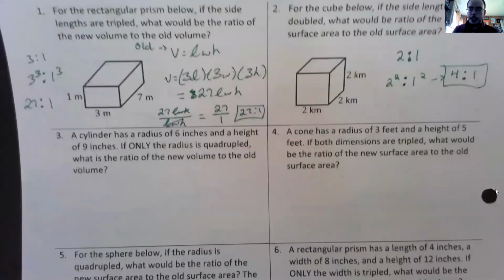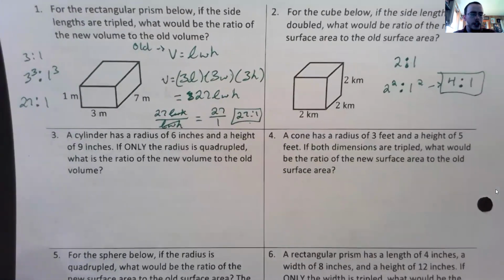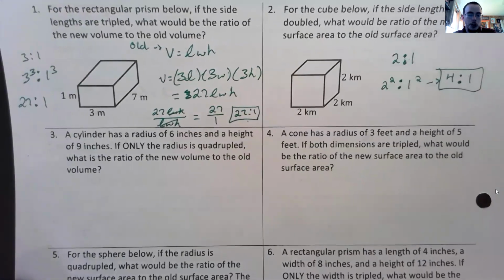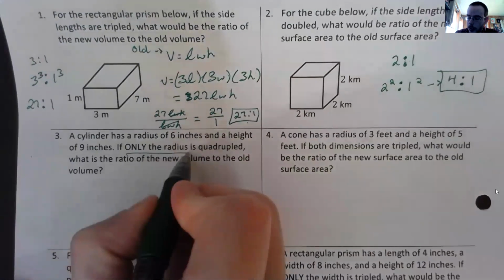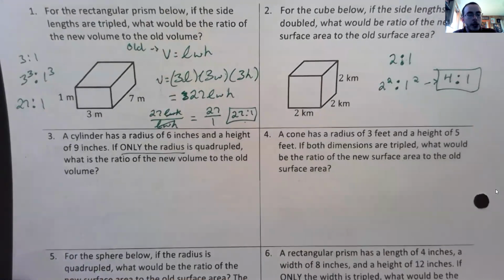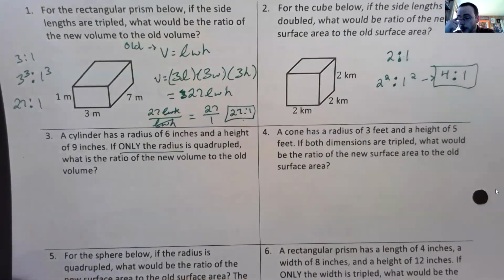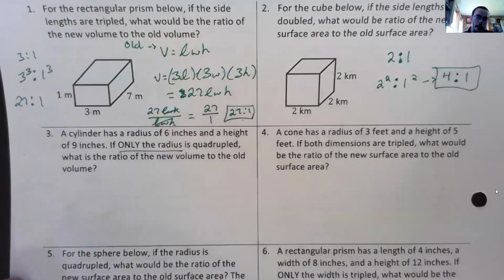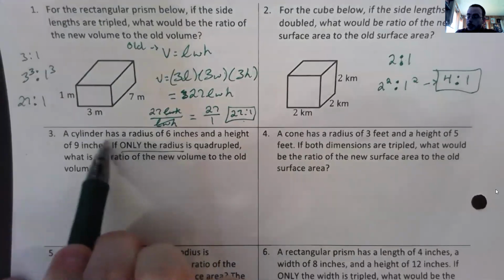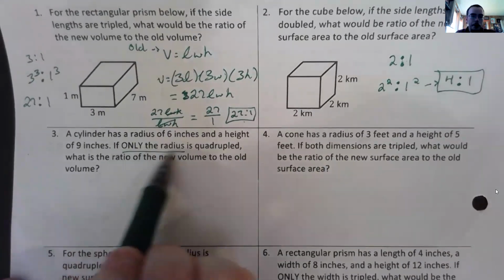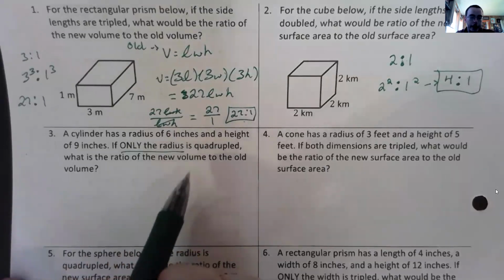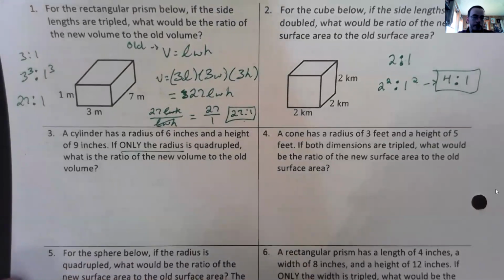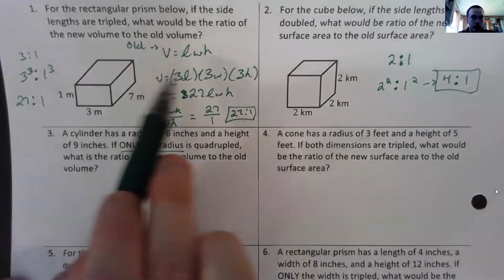All right, let's look at number 3. Number 3 says a cylinder has a radius of 6 inches and a height of 9. If only the radius is quadrupled, what is the ratio of the new volume to the old volume? So first off, are all the dimensions being affected, or is it just one? Here, only one of the dimensions needed to find the volume is affected, and it's quadrupled. So the new radius is going to be 4 times the old one. So we need to do our formula method like we did here.